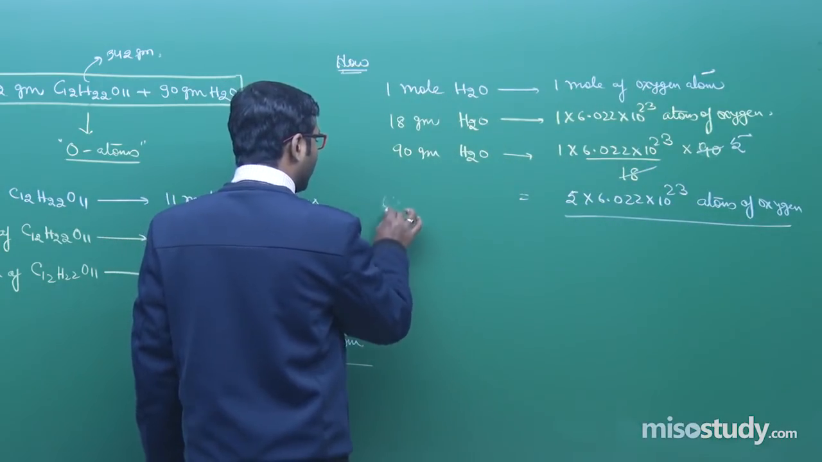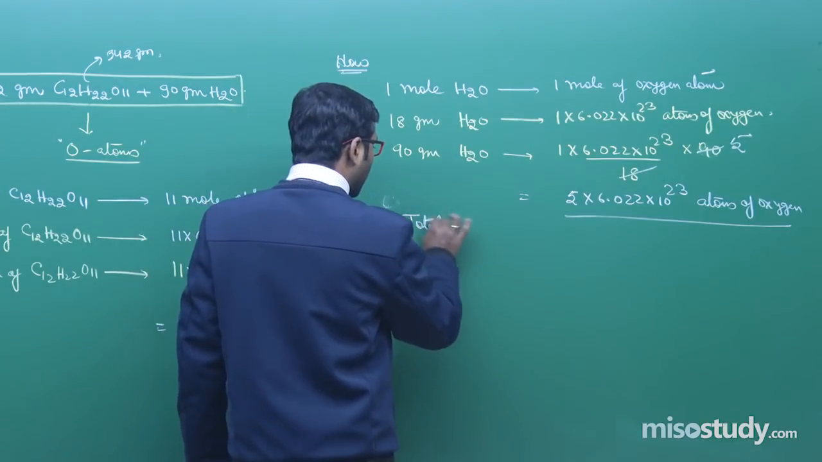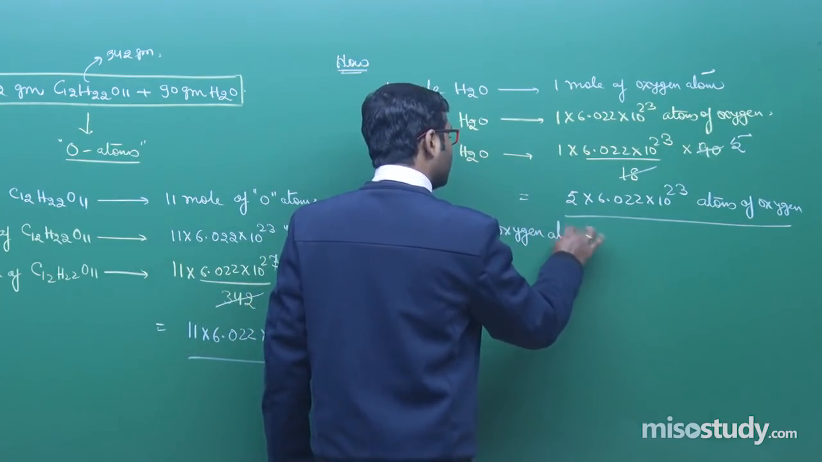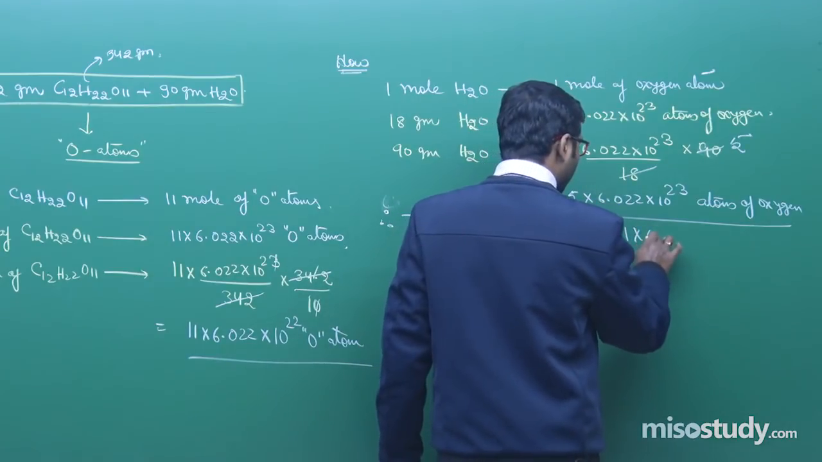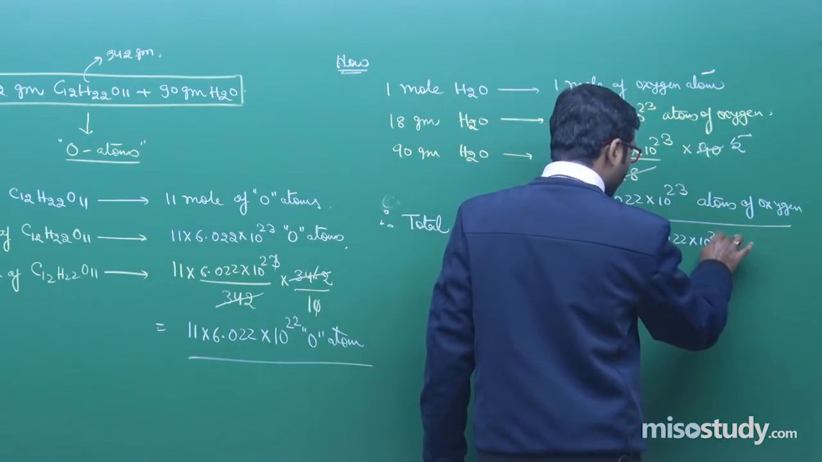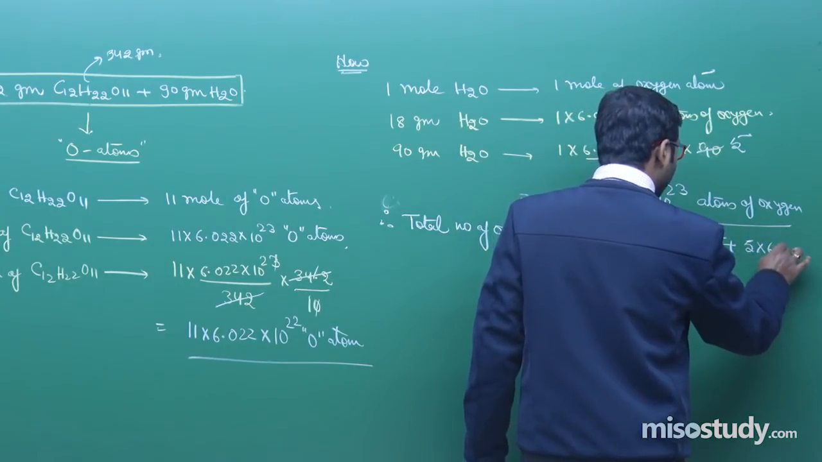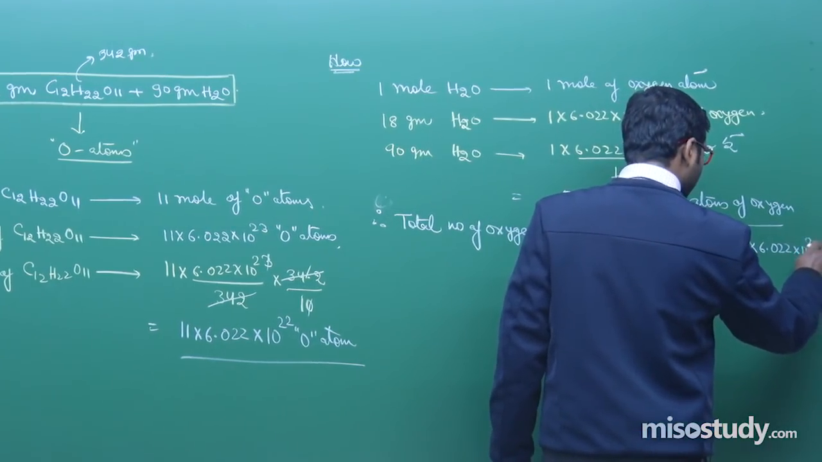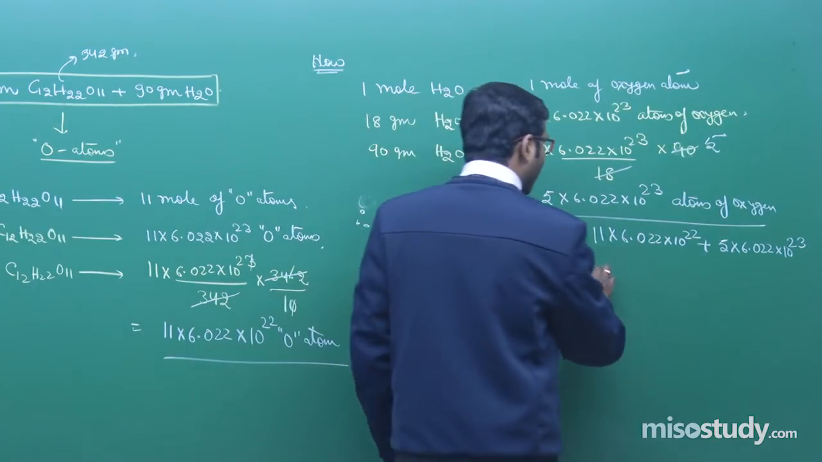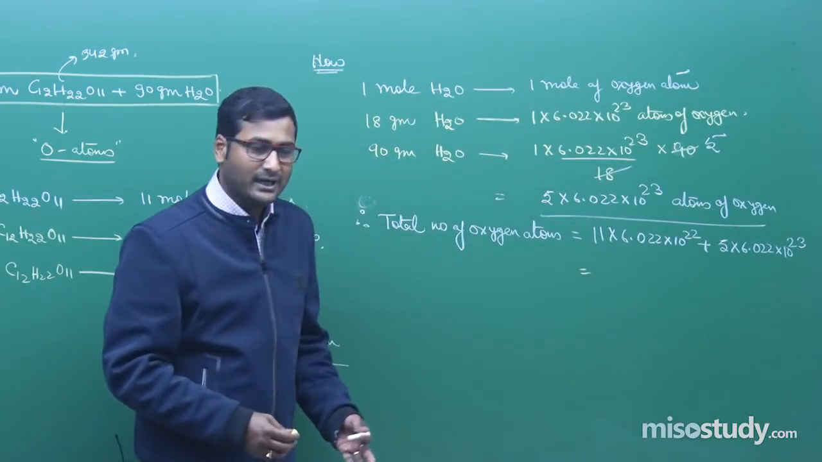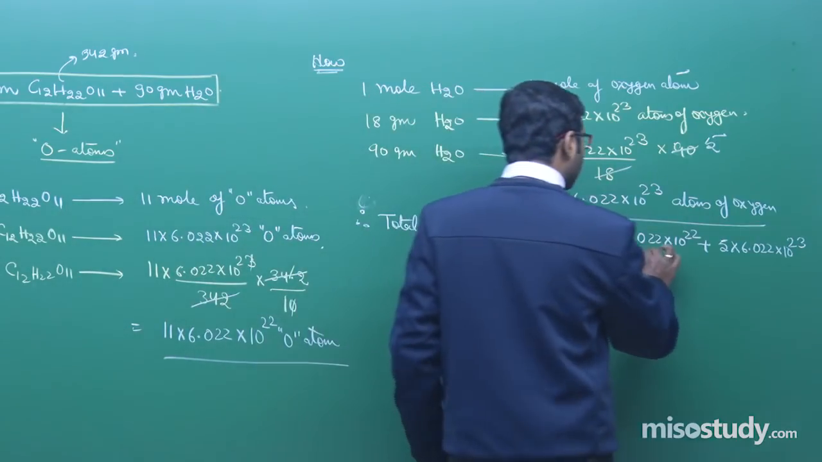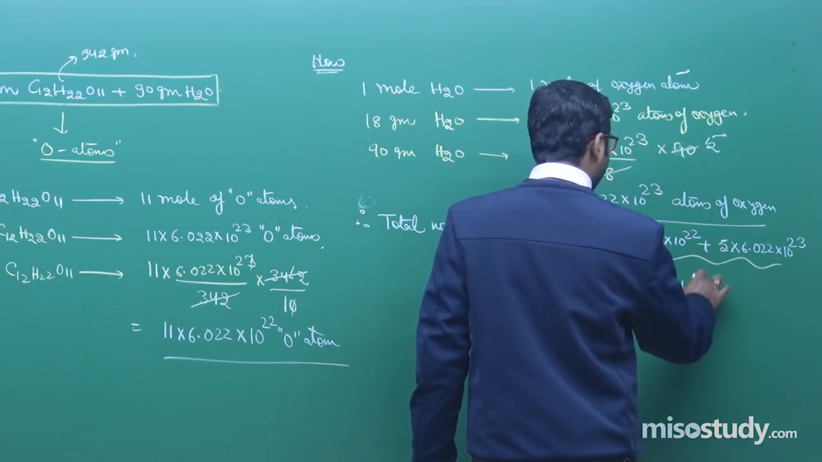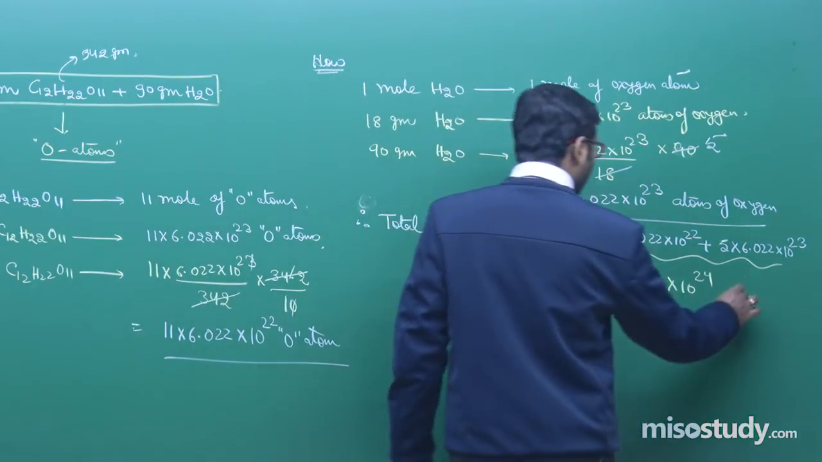Now, finally, what we get: therefore, the total number of oxygen atoms will be equal to 11 multiplied by 6.022 into 10 to the power 22 plus 5 multiplied by 6.022 into 10 to the power 23. Now, can we add them? Yes, definitely we add those things. After adding, after getting the complete solution, we get the answer: it will be 3.66 into 10 to the power 24 oxygen atoms.